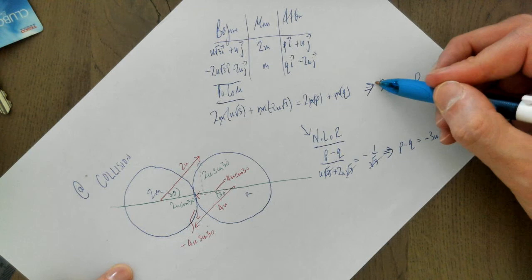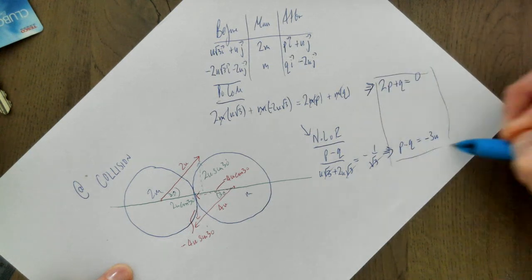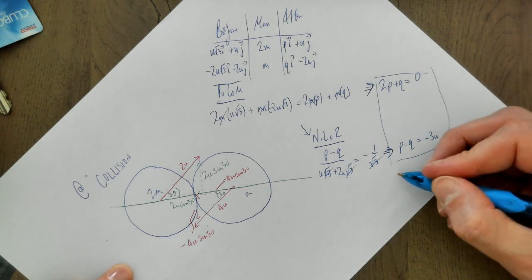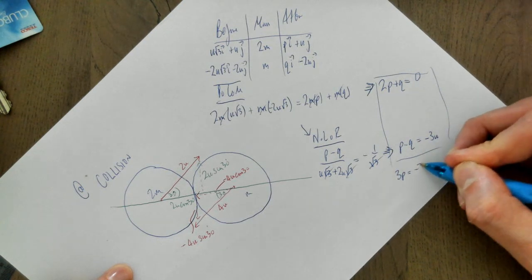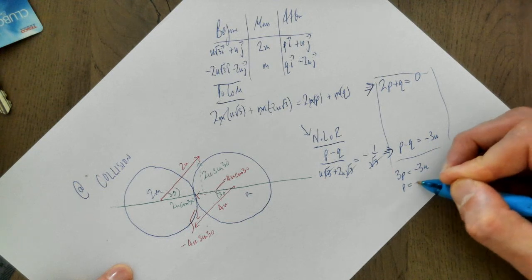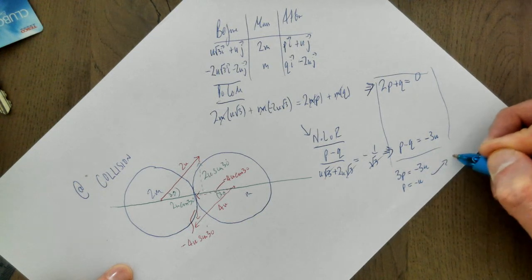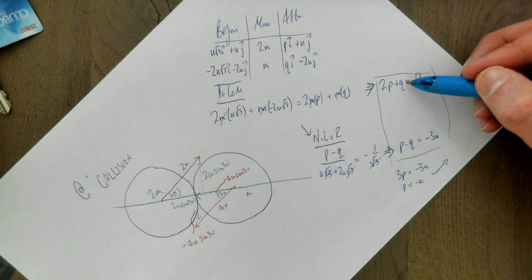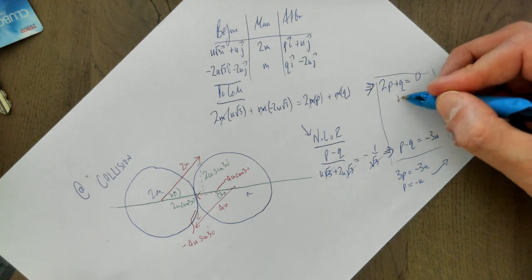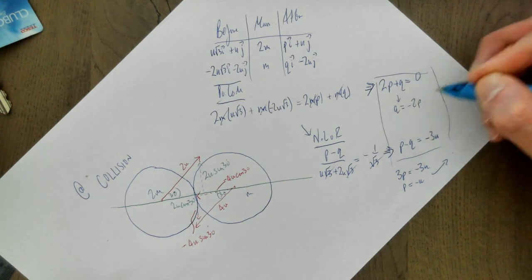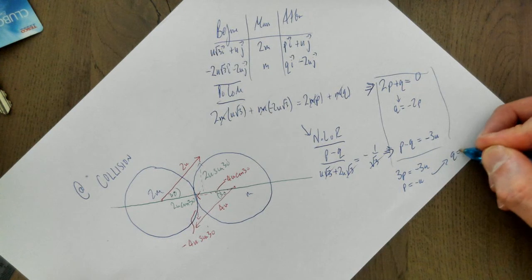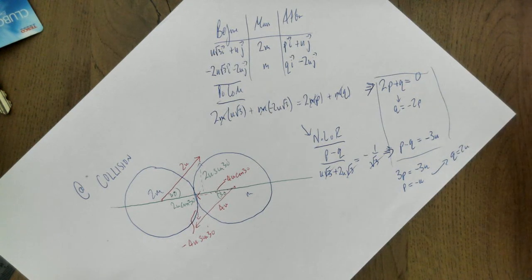Then I have my two equations. Let's add. This plus this gives me 3p is equal to minus 3u. p is equal to minus u. q is equal to minus 2p. So minus 2p is going to be 2u. So q is 2u. Okay, so what's the question actually asking for?